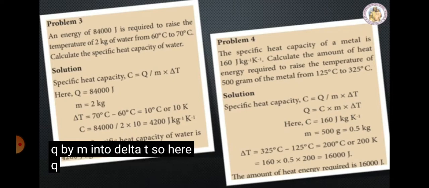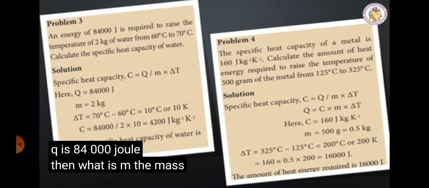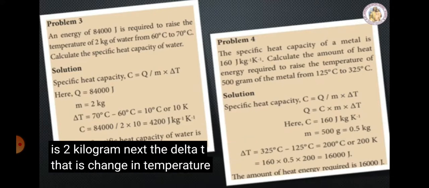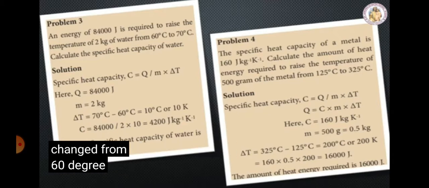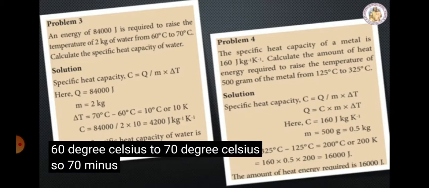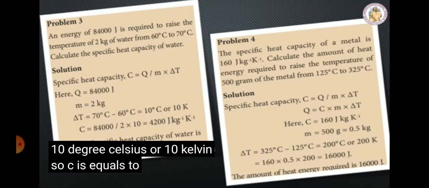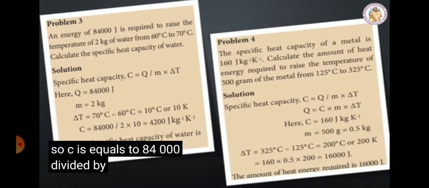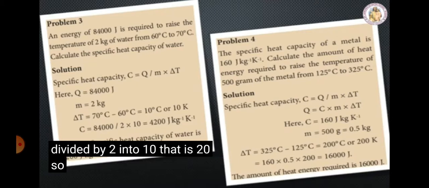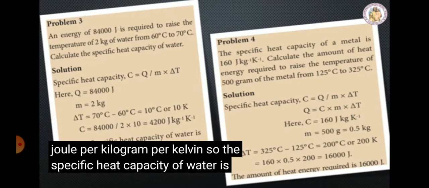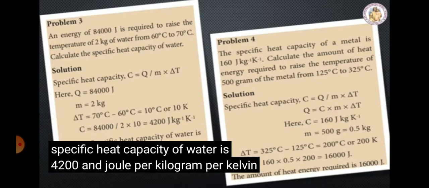So here Q is 84,000 joule. Then what is M? The mass of the water is 2 kg. Next, the delta T, that is change in temperature, is changed from 60 degrees Celsius to 70 degrees Celsius. So 70 minus 60, we are getting 10 degrees Celsius or 10 Kelvin. So C is equal to 84,000 divided by 2 into 10, that is 20. So we are getting 4,200 joule per kilogram per Kelvin. So the specific heat capacity of water is 4,200 joule per kilogram per Kelvin.